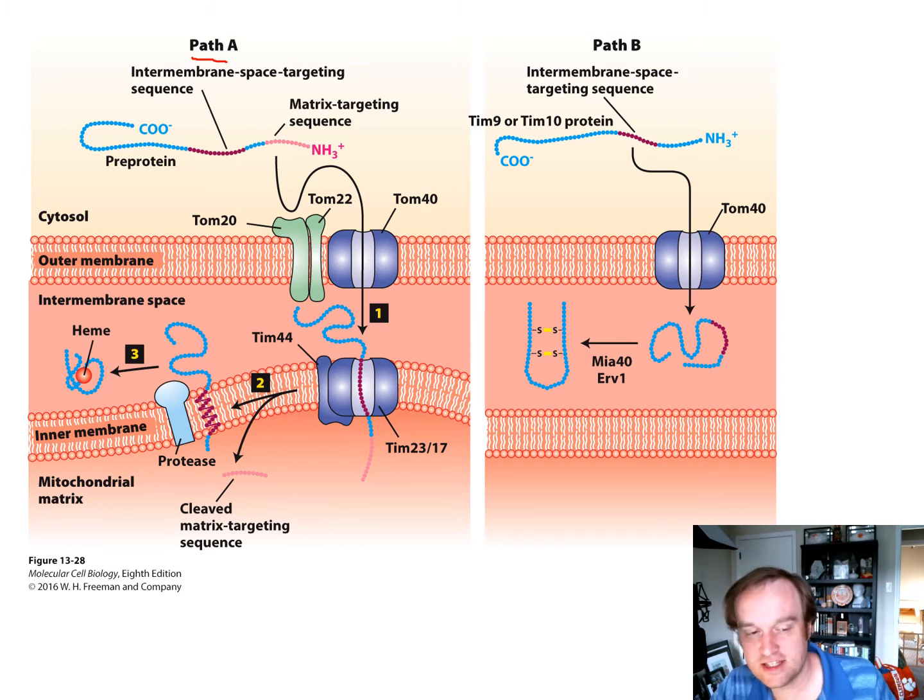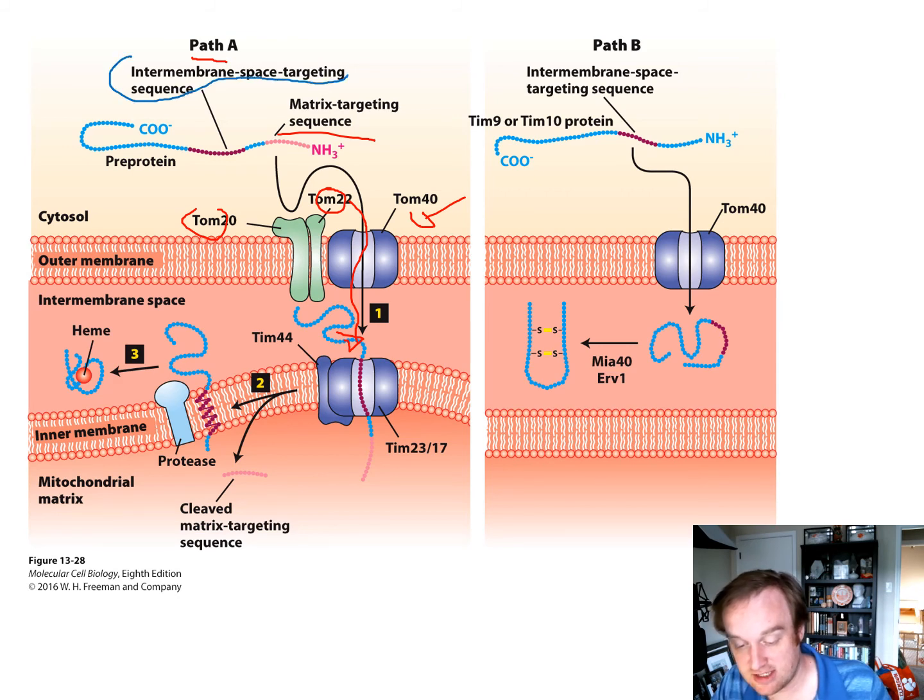And the way that this works is it's similar to those previous pathways where we have TOM40 and then we still have TOM20 and TOM22 that use that matrix targeting sequence up at the top here. And they get it to the TIM44, 23, 17 complex, where once across there is this inner membrane targeting sequence. I'm going to change my colors here.